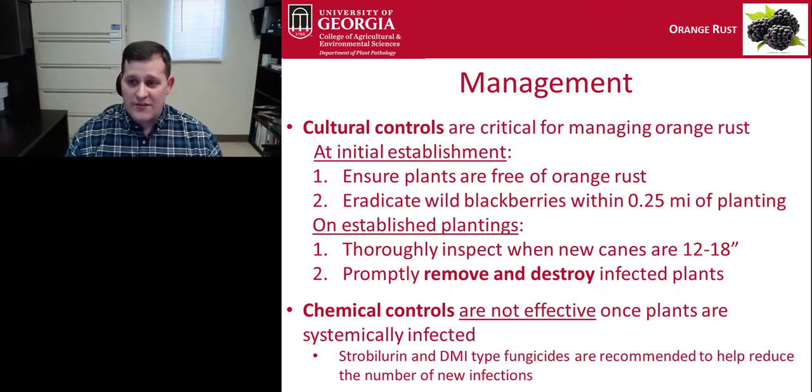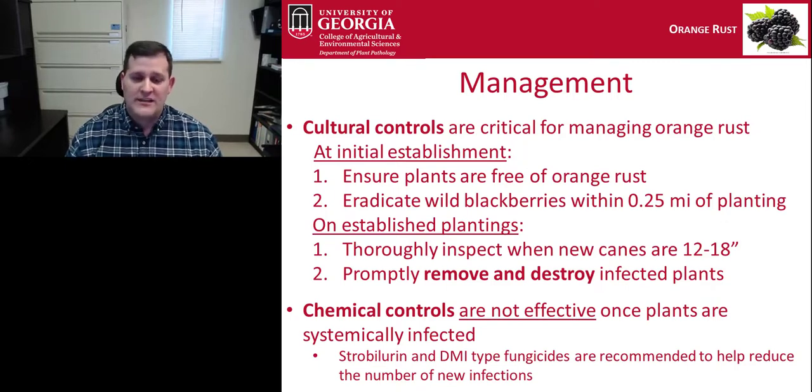Chemical controls are not effective for orange rust once the plants are infected. You can't eliminate the infection. The one benefit of applying fungicides for orange rust is to prevent infection of nearby plants. So if you find an infected plant, we recommend that you remove that plant. But if the nearby plants don't appear to be infected, strobilurin and DMI type fungicides are recommended to reduce the chances that they become infected with orange rust.